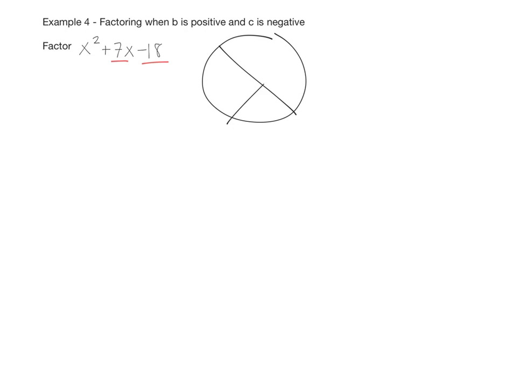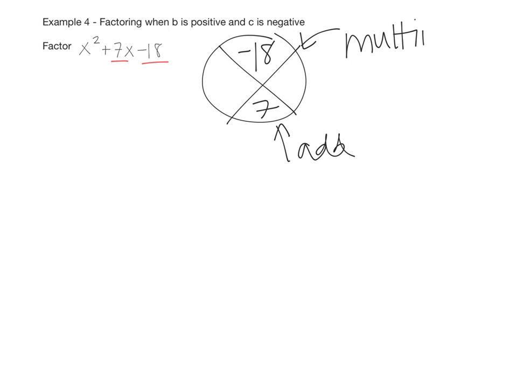With our organizer, we know that we want to put 7 on the bottom to figure out what two numbers add to 7. And we're going to put negative 18 on top, because those same two numbers that add to 7 have to multiply to negative 18. First, I'm going to write down a list of all the numbers that multiply to negative 18.